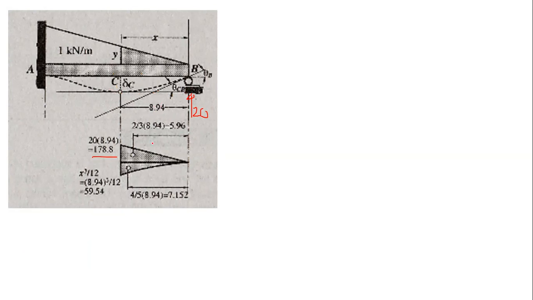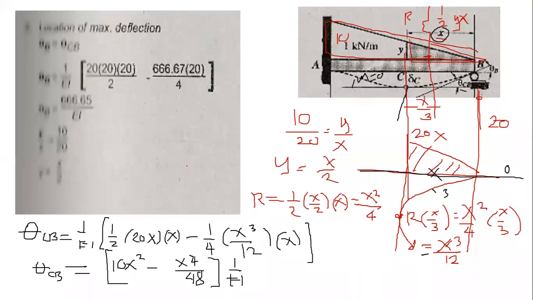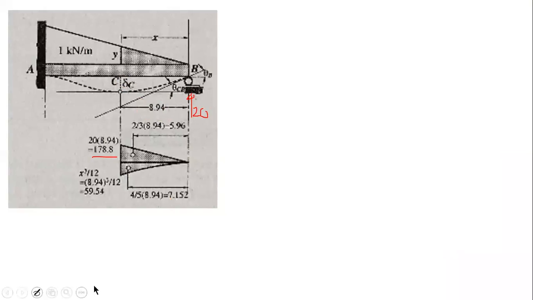Ito naman, may 8.94 na, meron na tayong value kanina. This point is x to the power of 3, x cubed over 12. Ito na yan. So, may value na tayo dito. And then we calculate the centroid here. The centroid here, if this one is 1/3, ito naman sa kabila is 2/3. Kaya 2/3 dito of 8.94, may 5.96 dito.